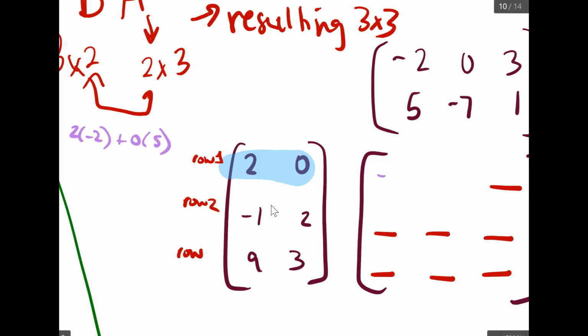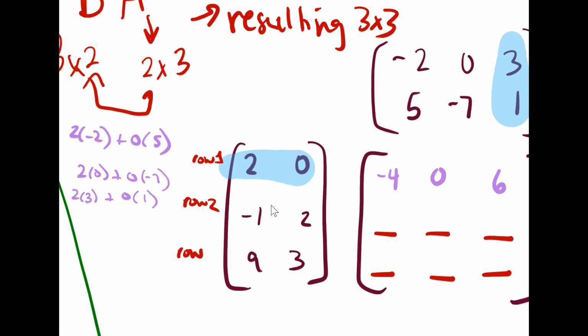Okay, so I'm going to be doing 2 times 0 plus 0 times -7. What will this be? 0. So that's what I'll fill in here. Then this is the third column, so I'm going to be highlighting this third one on the end. All right, and then we're just going to be multiplying again. So 2 times 3 plus 0 times 1. So I'll just fill in 6 right here.